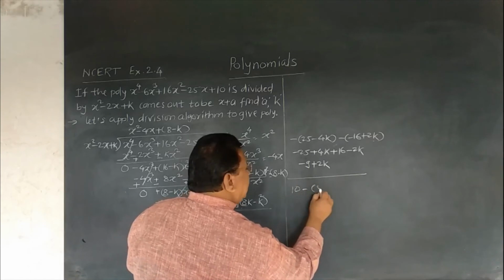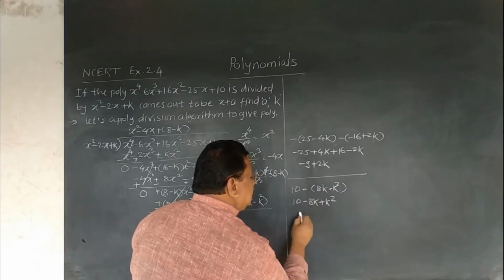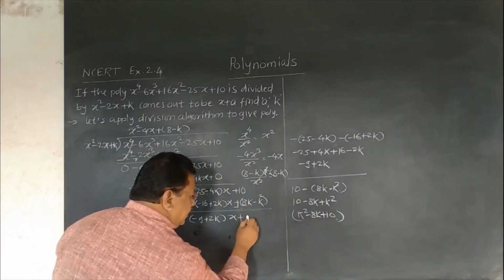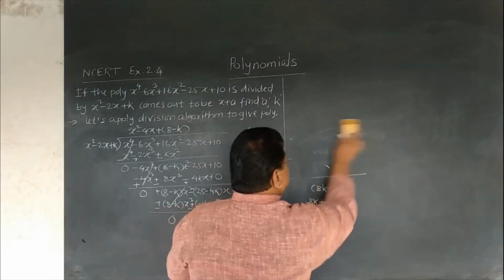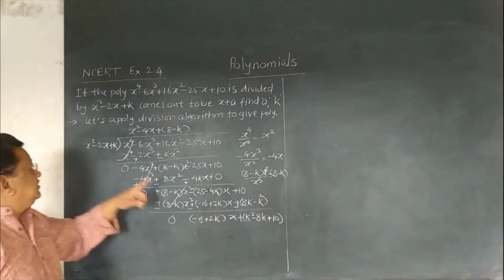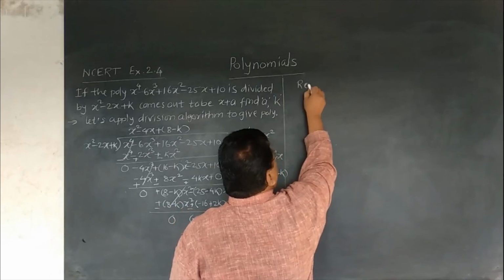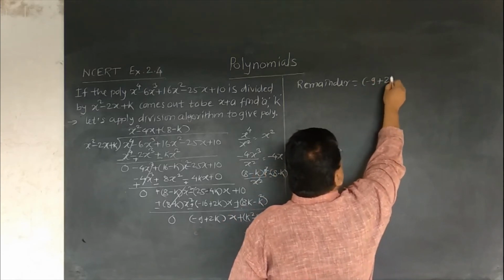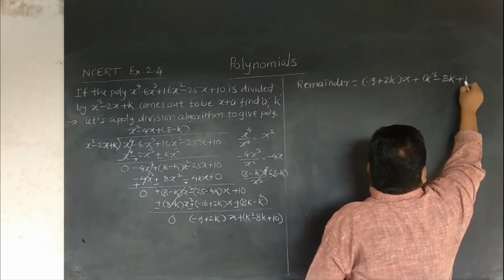Now this term, let's see this term. 10 minus 8k minus k square. 10 minus 8k plus k square. That is what? k square minus 8k plus 10. So what is the term here? k square minus 8k plus 10. So now degree of the remainder is less than degree of divisor. Therefore we shall stop here. So remainder is equal to what? Minus 9 plus 2k x plus k square minus 8k plus 10.